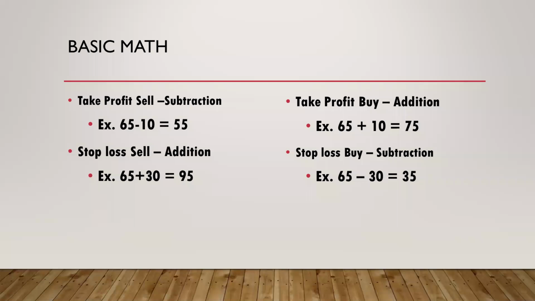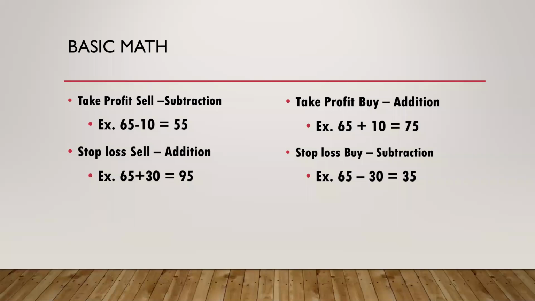Okay, so to take profit for a sale is subtraction. You're going to subtract, for an example, and we're doing 10 pips. So 65 minus 10 is 55. The take profit for a buy, if you do 10 pips for a buy, you're going to add, so that's addition. So it's going to be 65 plus 10, that's going to be a total of 75.